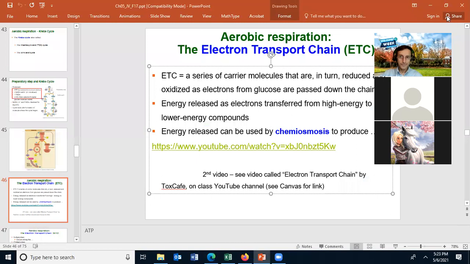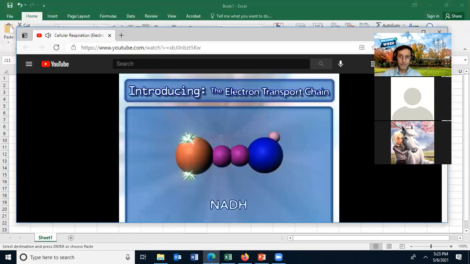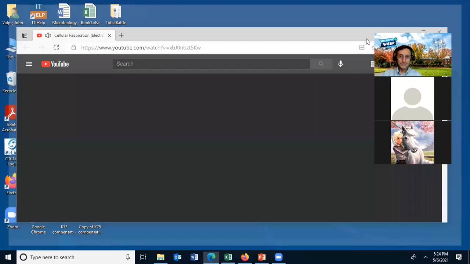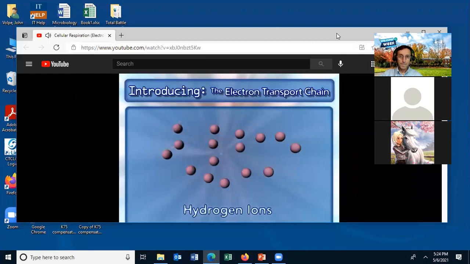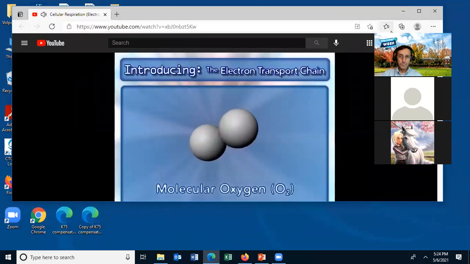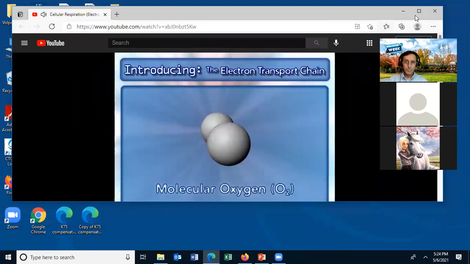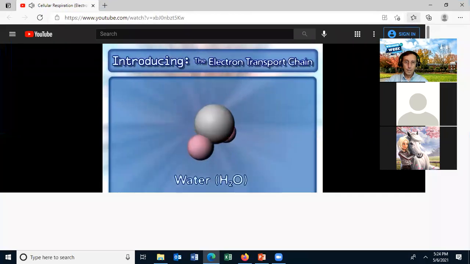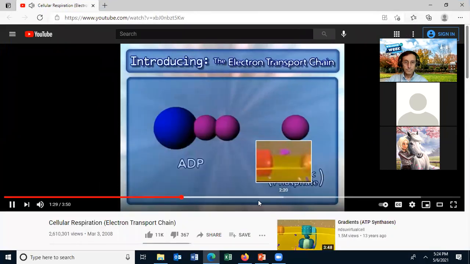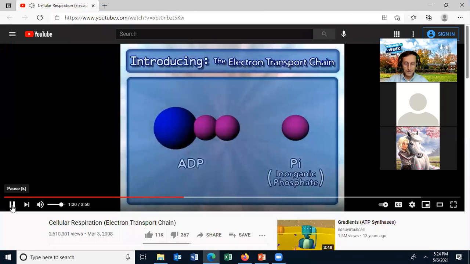Other key components in this process are NADH and the electrons from it, hydrogen ions, oxygen, water, and ADP and Pi.